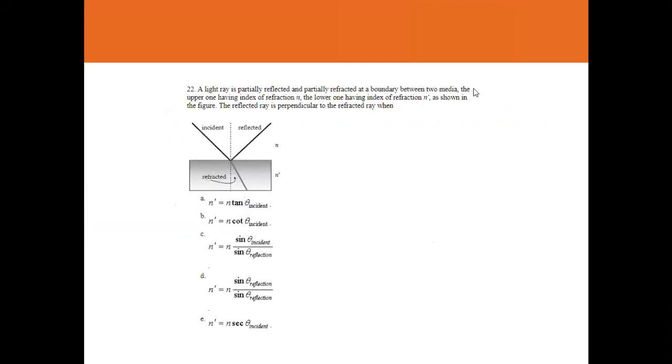Oh yeah, this question. Okay, so this one's a bit of a challenge question. You are given two mediums and the interface between them where an incident light ray hits it. Some of the light reflects, some of the light refracts. And you don't know what the index of refraction is, you just know it's n and n prime. And you're told that the reflected ray is perpendicular to the refracted ray when a certain geometry is worked out.